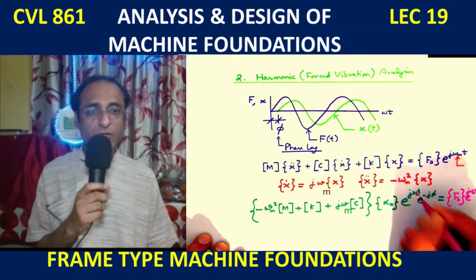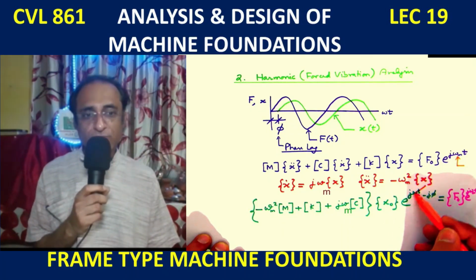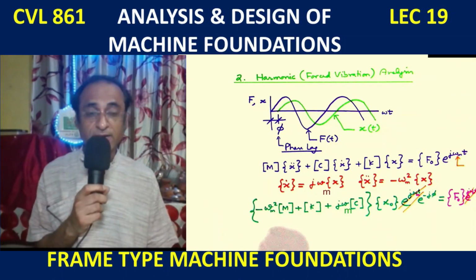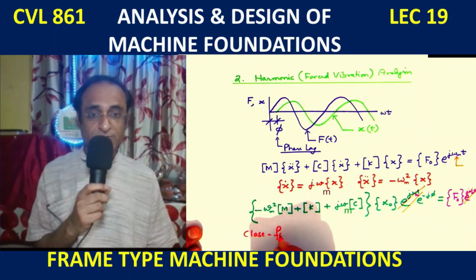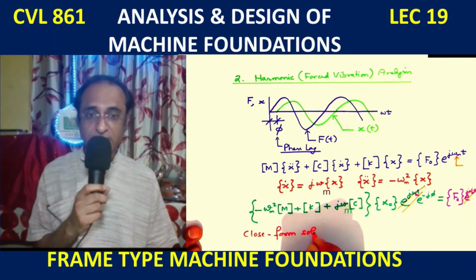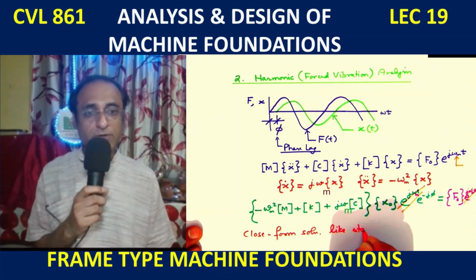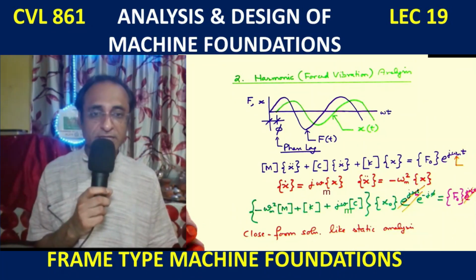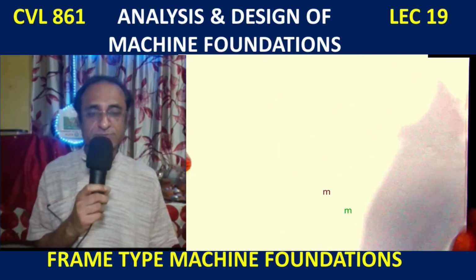So e to the power j omega t, the dynamic component, gets cancelled out, and we get a very closed form solution. Here also, if you want, you can modify your stiffness method program and get a closed form solution. What we need is the operating frequency omega m, the mass matrix, and the damping matrix also. That's how the software does the computations. ANSYS can do this, STAAD can also do this, but STAAD does best for the case of the space frame.